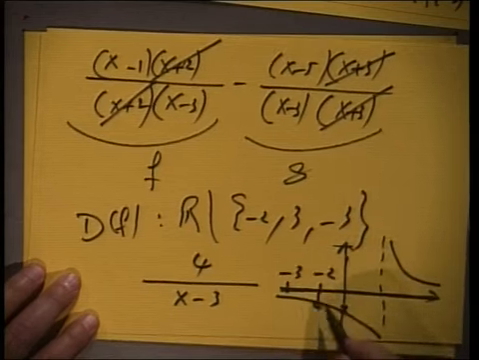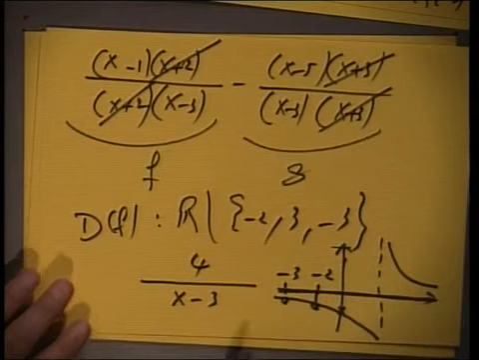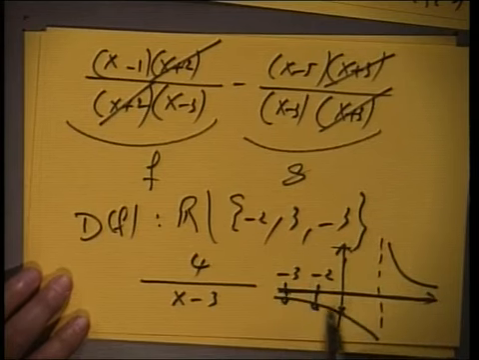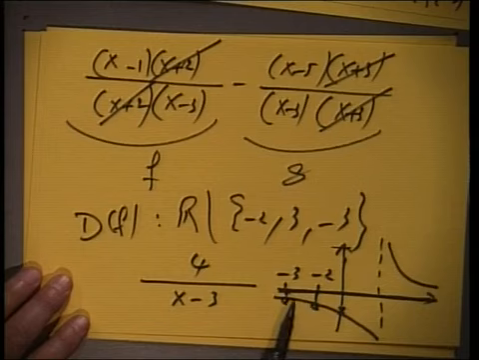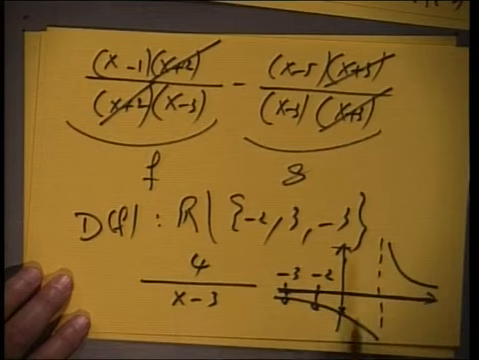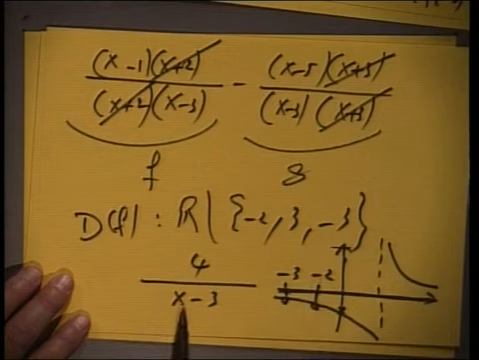You have also to what? To calculate those values of y in which x is equal to what? Minus 2 and minus 3. So if you put x equal to minus 2, you exempt from the range of f minus 4 over 5. And you also exempt what? Minus 3, minus 4 over 6, minus 2 over 3.